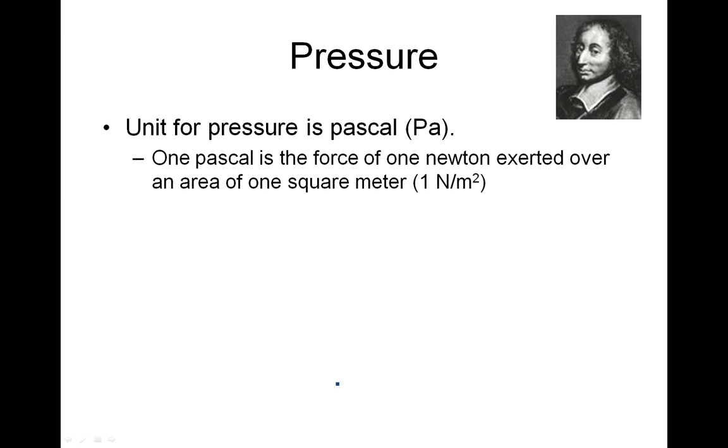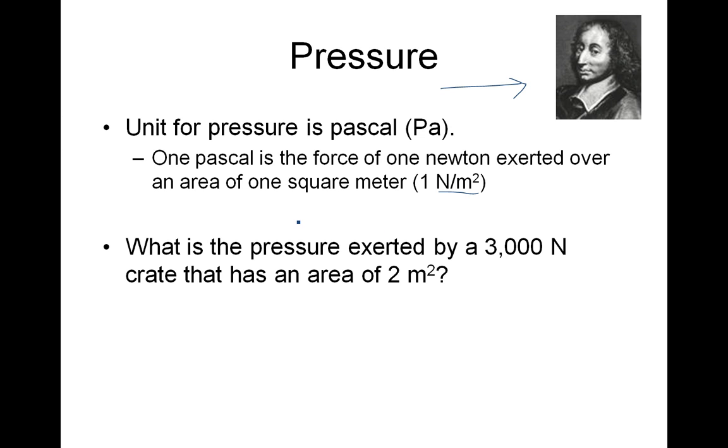The unit of pressure in the international system is a Pascal, and there is Pascal up there, named after him. Capital PA would be your abbreviation. A Pascal is the force of 1 Newton exerted over an area of 1 square meter. So a Pascal is a Newton per meter squared.